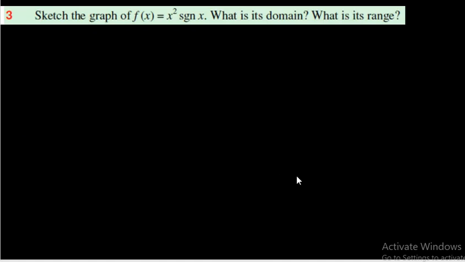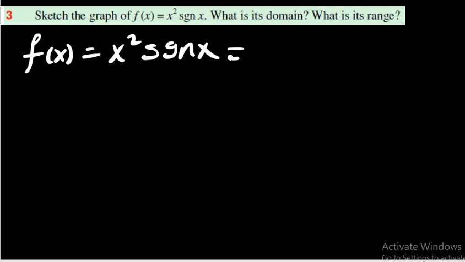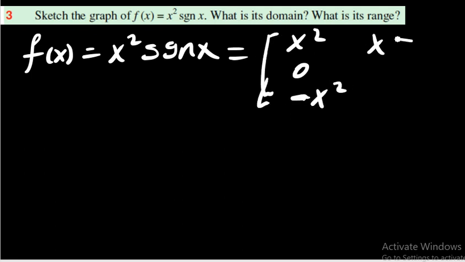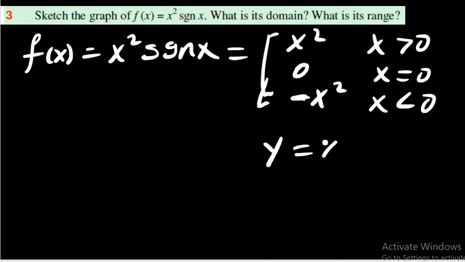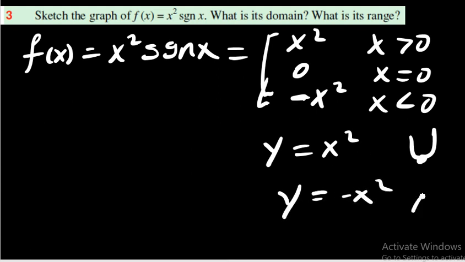One last example. Here again, we have a function f of x is equal to x squared signum x. This is the same as x squared, 0, or negative x squared. We have three functions again, for x greater than 0, for x equal to 0, and for x less than 0. Now, y is equal to x squared is an upward parabola. Don't forget that. And y equal to negative x squared is a downward parabola. Both of them have the vertex at the origin.